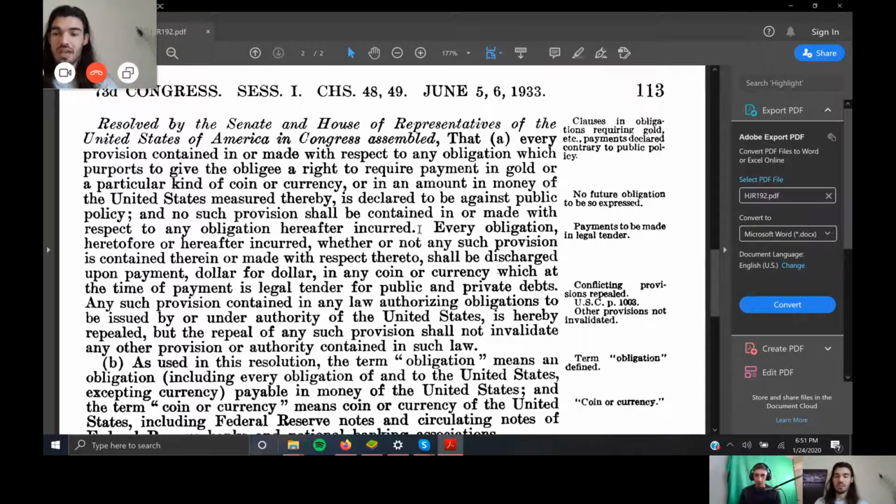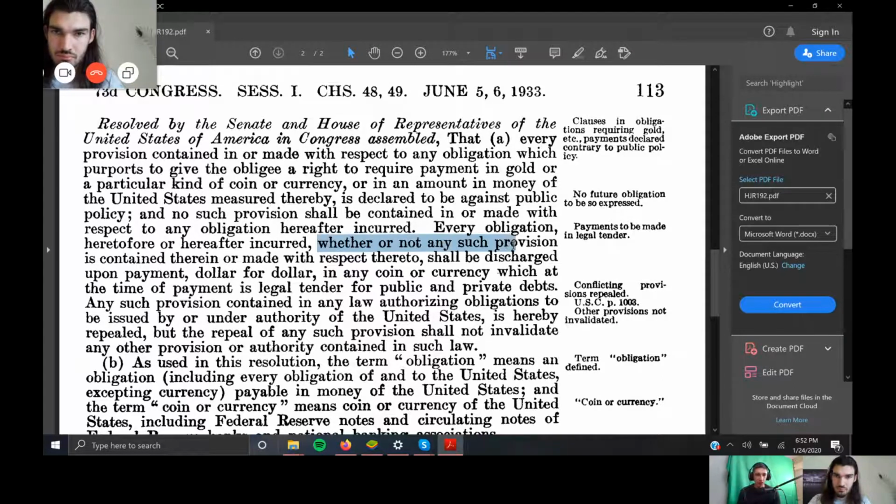Right. So say I wanted to be paid in silver or these days Bitcoin or whatever, that was no longer allowed, or at least I couldn't specify that I wanted to be paid in exactly gold and nothing else. Is that correct? Yep. In fact, you couldn't specify any coin or currency, even dollars. Right. Okay. So every obligation, every bill, that's important. Not public obligations, not government obligations, every obligation, heretofore or hereafter incurred, meaning currently or in the future.